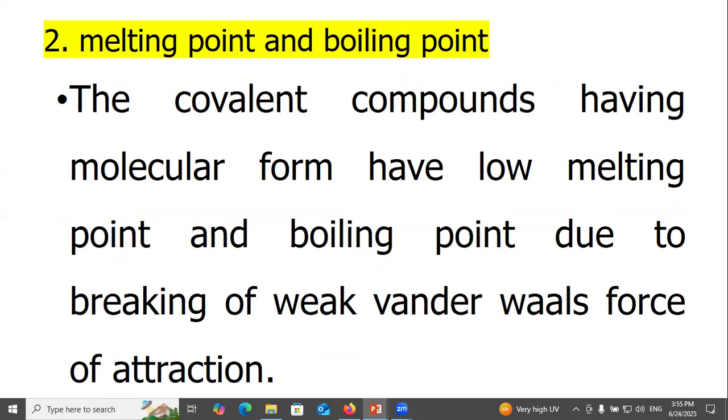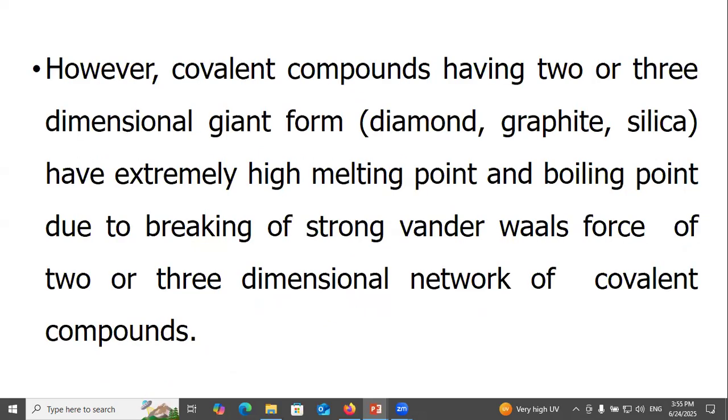Melting point and boiling point. The covalent compounds having molecular form have low melting point and boiling point due to breaking of weak van der Waals force of attraction. However, covalent compounds having 2 or 3 dimensional giant form, diamond, graphite, silica, have extremely high melting point and boiling point due to breaking of strong covalent bonds of the 2 or 3 dimensional network.